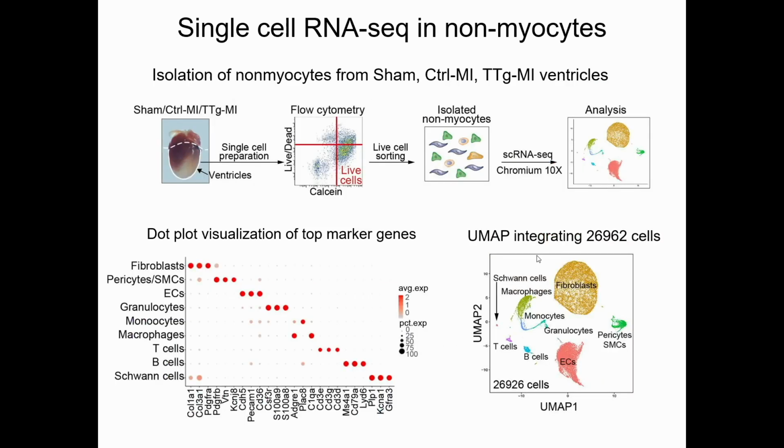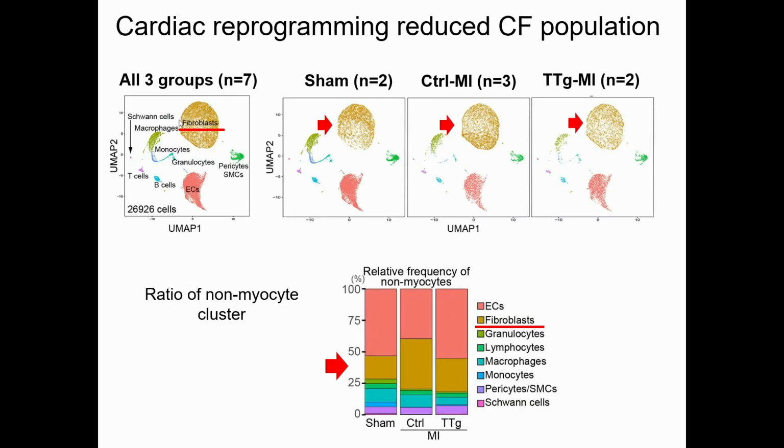It's very interesting that we found reversal of fibrosis in the established scar. So we wanted to know the mechanism of anti-fibrosis by cardiac reprogramming. To test this, we used single-cell RNA sequencing in non-muscle cells. We isolated non-myocytes from sham, control MI, and triple transgenic mouse ventricles, as shown here. As you see, there are many types of cells, including fibroblasts and endothelial cells, etc. And this is the integration of the 3 groups, and these yellow cells are the fibroblast population.